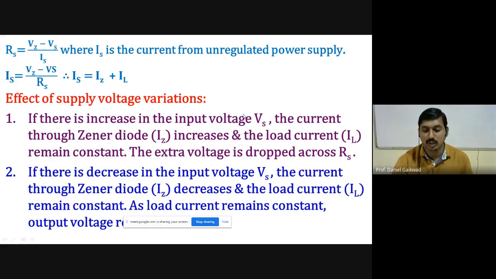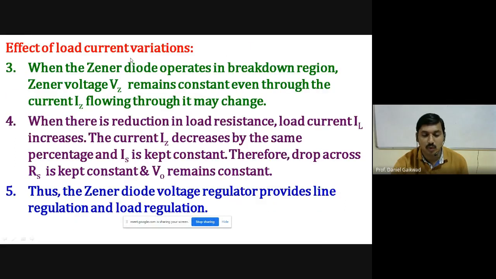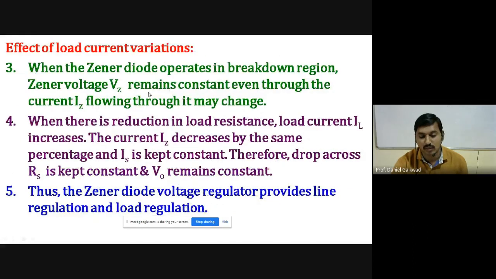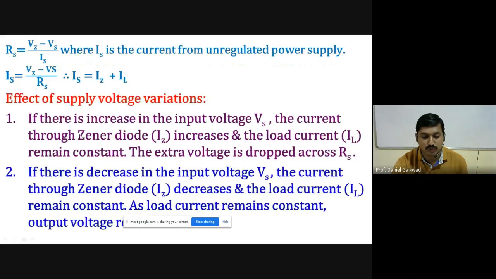Based on this formula we have the description of the effect of supply voltage variation and load variation. So we have two parts. For the description or working of the Zener diode as a voltage regulator, we have two categories. One is the supply voltage, where the AC mains fluctuates and there is regulation. And the second one is the effect of load current variation. Based on these two, we have to write down the description.